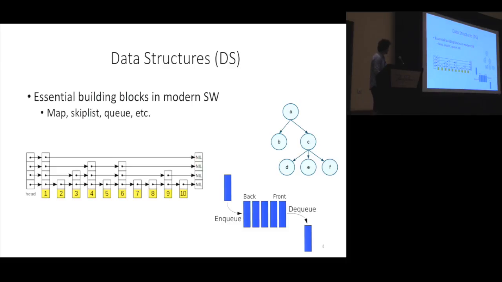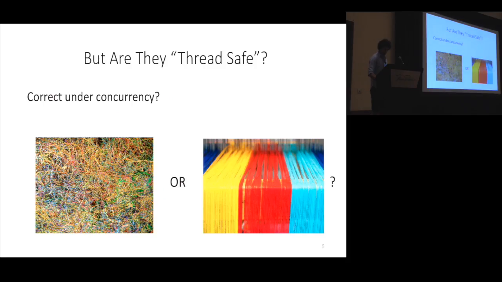Data structures that are very popular. Almost every application uses them. We all know them. We all like them. We have queues, maps. But are they thread safe? What happens when many threads access them concurrently? What happens to the operations?